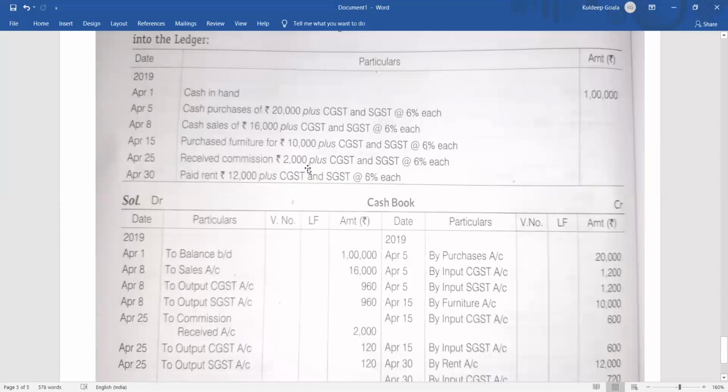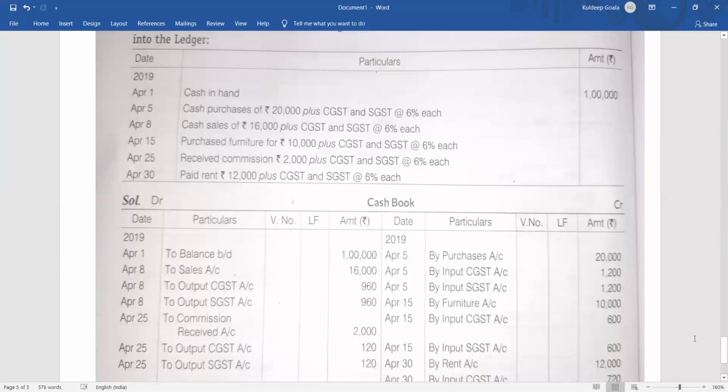To commission 2,000, to what will you write? Output CGST 6% of 2,000. That means how much? 120 rupees. And output SGST will be how much? Again 120 rupees. Output CGST 120, output SGST 120. So we can see that it will be in the cash side, to commission 2,000, to output CGST 120, to output SGST 120. Clear?